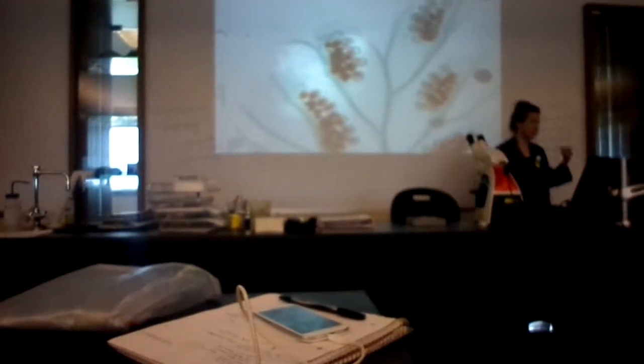I'm focusing it. All right, so here's what we're going to look at. What you're looking at is a fern leaf, a fern frond. I want to point out to you that you can see these little lines running through there. Those little lines are called veins.